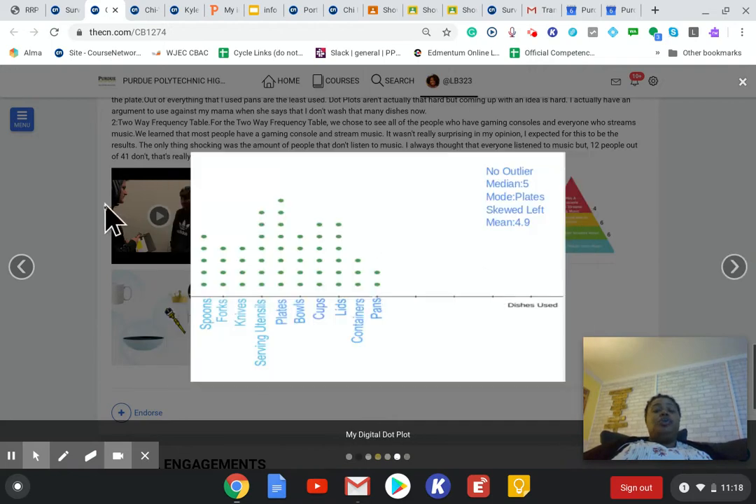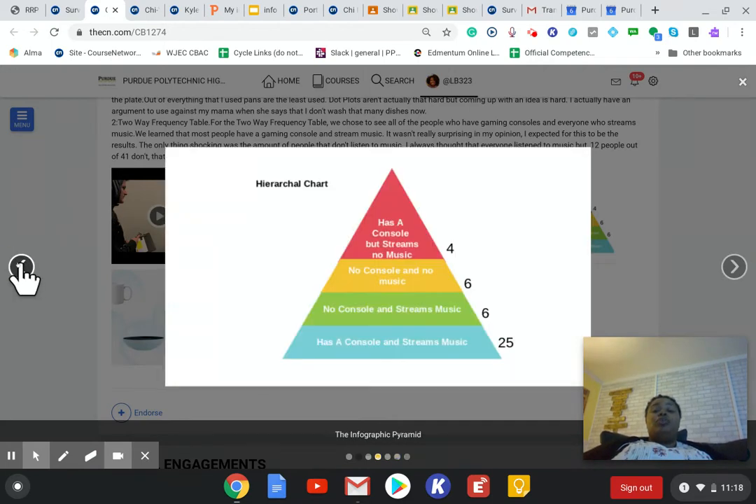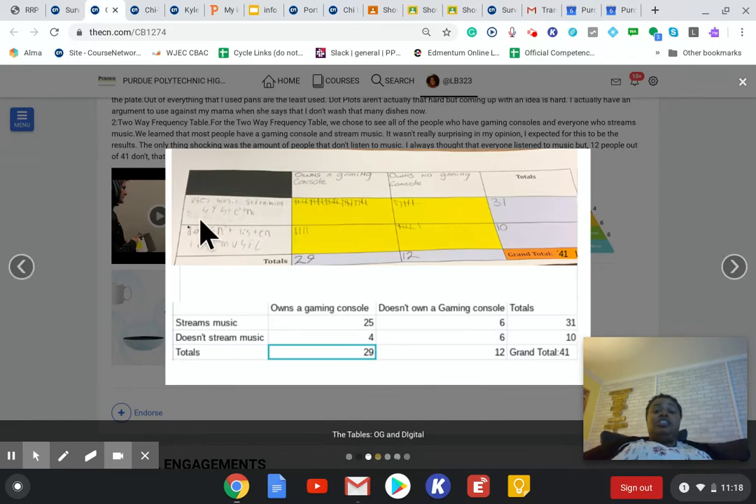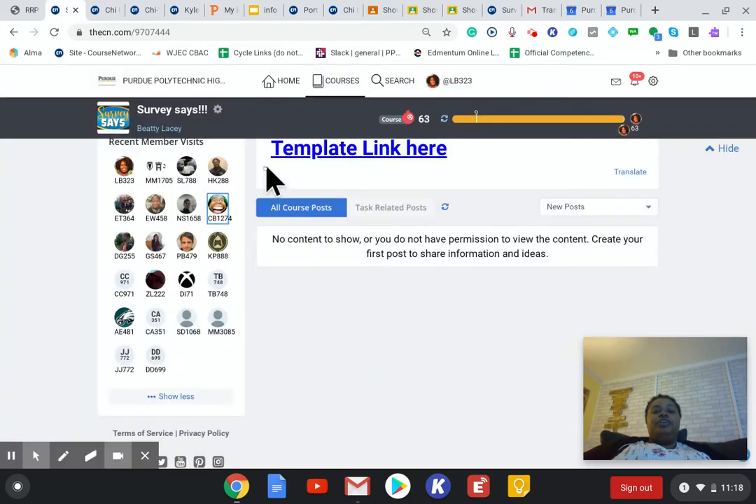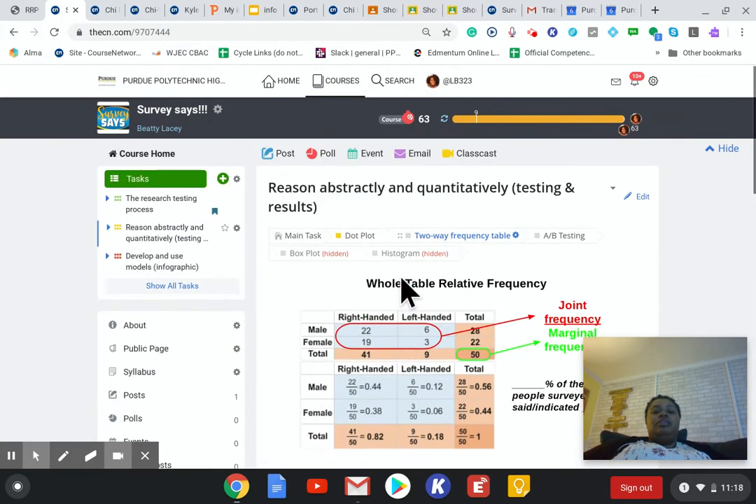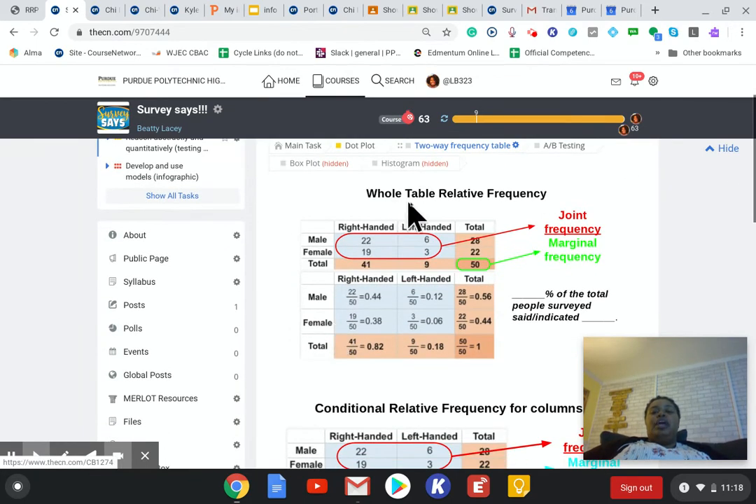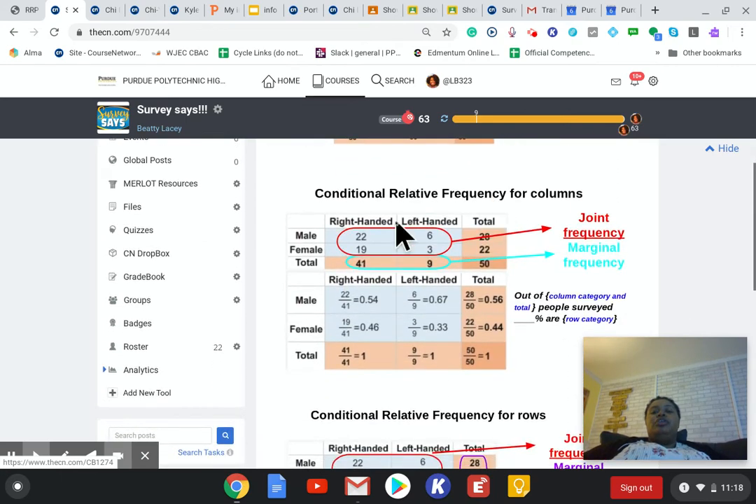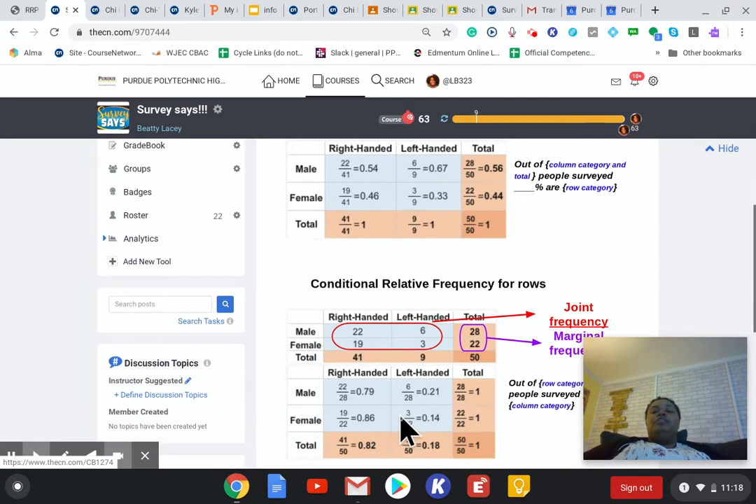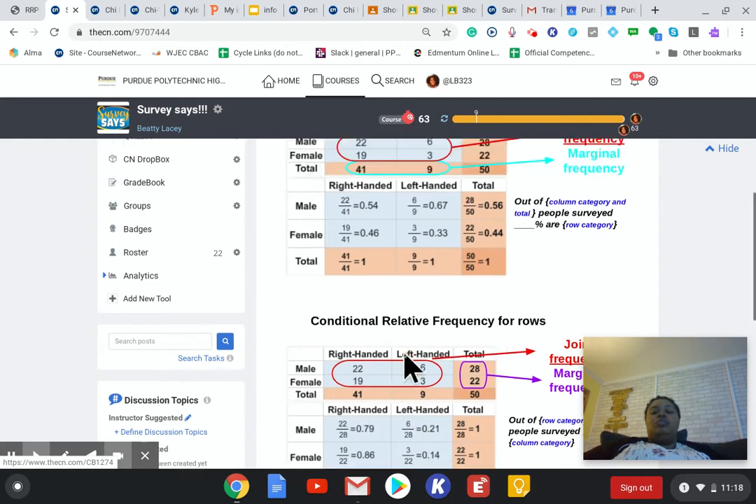As far as your mathematical representation, so this is your tally, and I don't have a problem with your tally. However, this is not the results. So I'm going to go into the survey here on the testing and results. So you need to create a whole table relative frequency. You need to create a conditional relative frequency for columns and a conditional relative frequency for rows. And so that's what you haven't done.